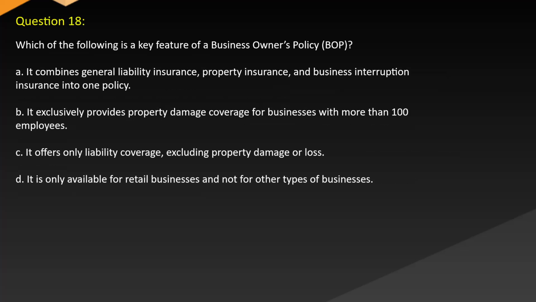Question 18. Which of the following is a key feature of a business owner's policy? A. BOP. It combines general liability insurance, property insurance, and business interruption insurance into one policy. B. It exclusively provides property damage coverage for businesses with more than 100 employees. C. It offers only liability coverage, excluding property damage or loss. D. It is only available for retail businesses and not for other types of businesses.